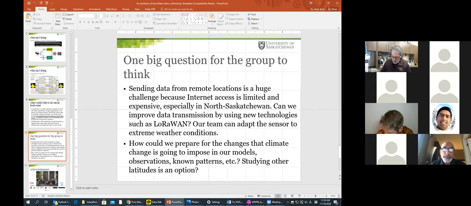So my big question to the group is, we are suffering with internet access limitation. So can we use new technology such as LoRaWAN? LoRaWAN stands for Long Range Wide Area Network. And also, can our team adapt the sensor to extreme weather conditions? The other one is all the challenges that climate change is going to impose on our models, observations, and known patterns. So perhaps studying other latitudes would be an option.